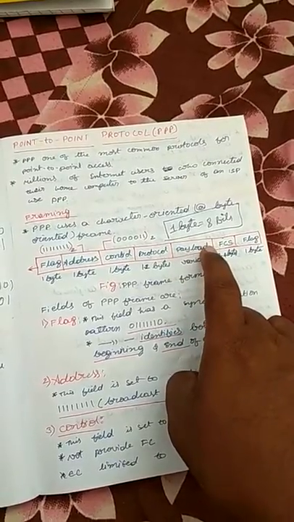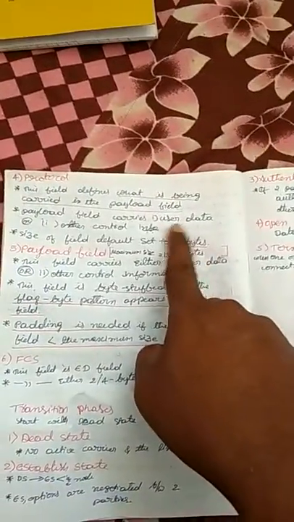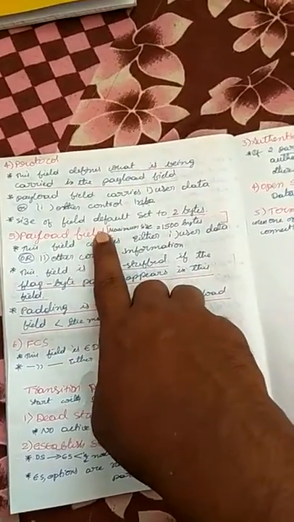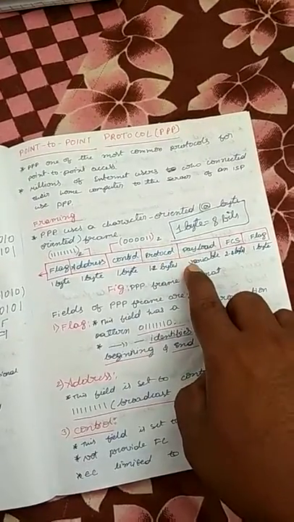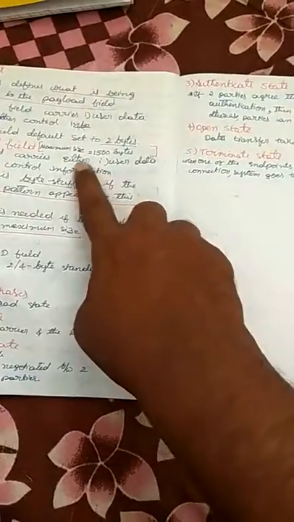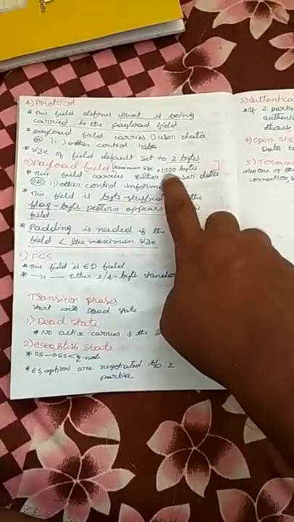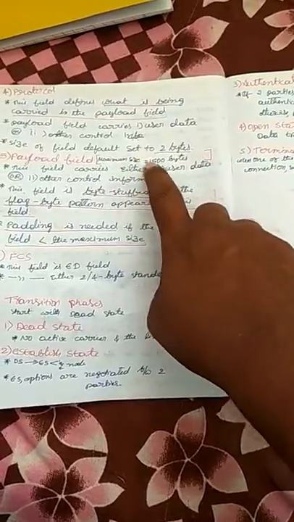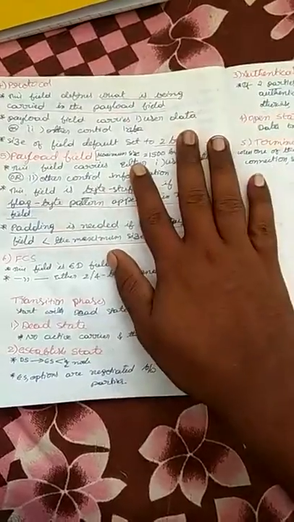The payload will carry either user data or other control information. Next, payload. Here you can see that the size of the payload is variable, which means it will vary. The maximum size is 1500 bytes. It will carry either user data or other control information.